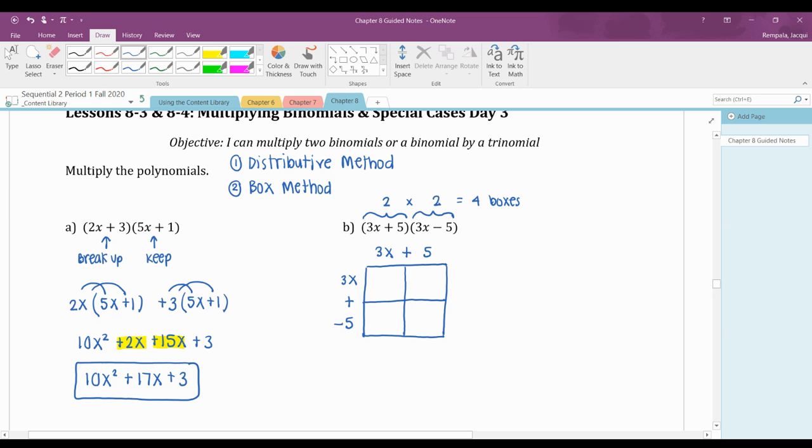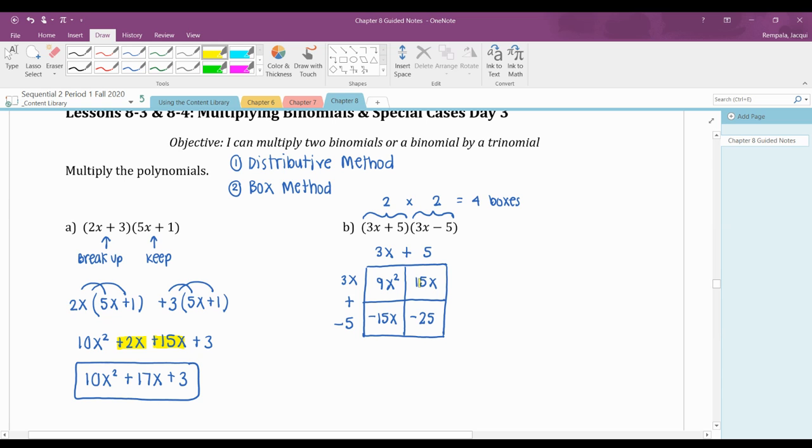Now that I've created each of the sides, I want to multiply those terms to fill in the boxes. So 3x and 3x is going to multiply to give me the top left box. So 3 times 3 is 9. x times x is x squared. To fill in the top right, I want to multiply the 5 by the 3x. So 5 times 3x is 15x. To start filling in the bottom boxes, one side is negative 5, and the top gave me a 3x. So when I multiply those, 3x times negative 5 is a negative 15x. Bottom box is going to be 5 times negative 5, so negative 25.